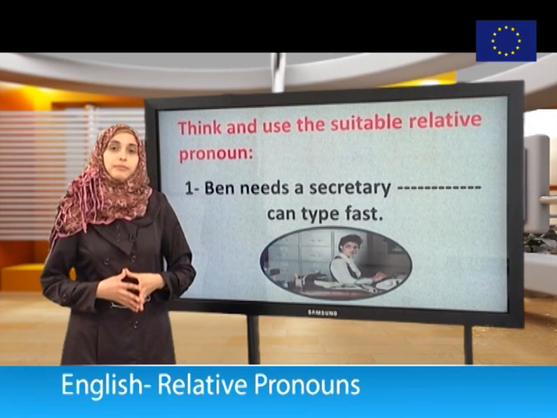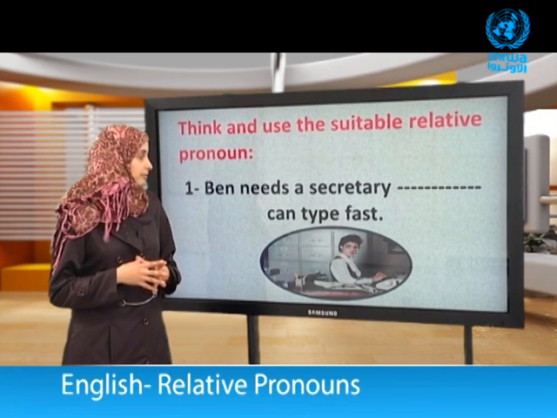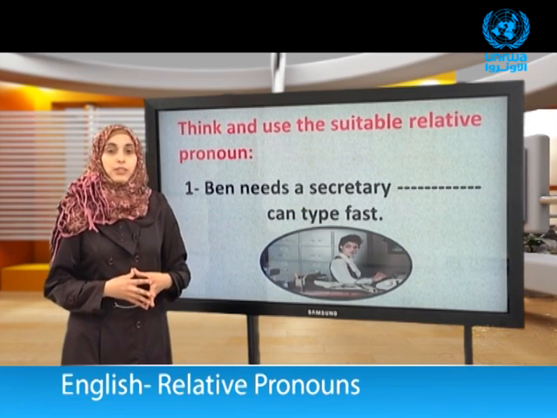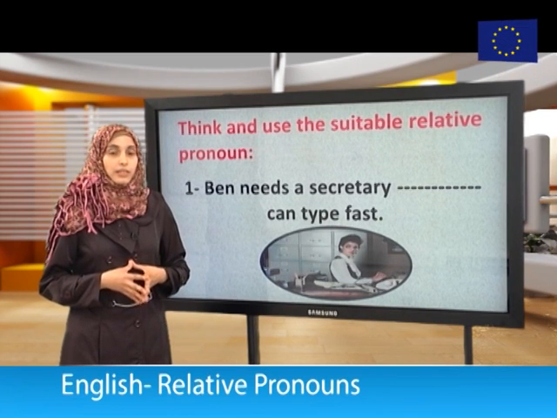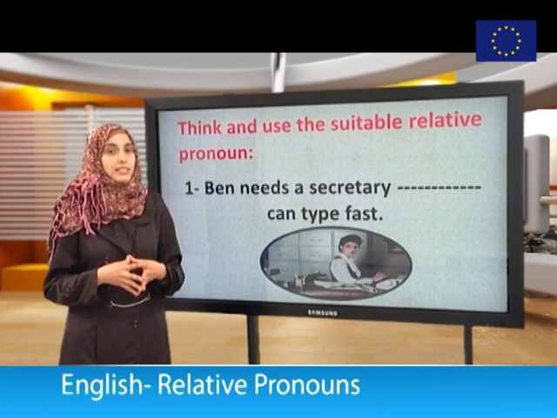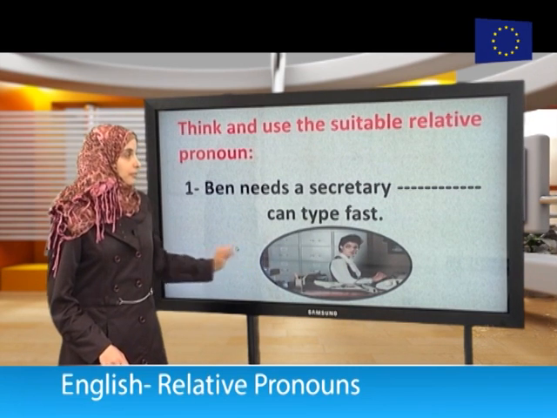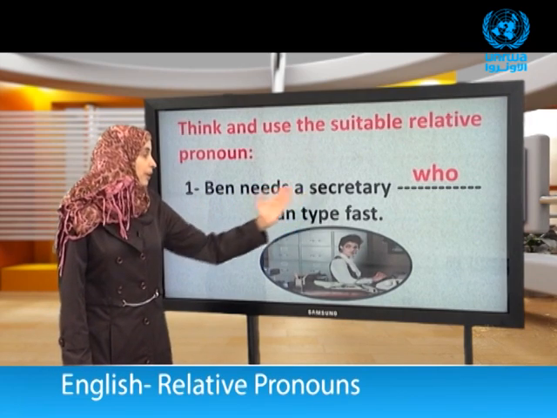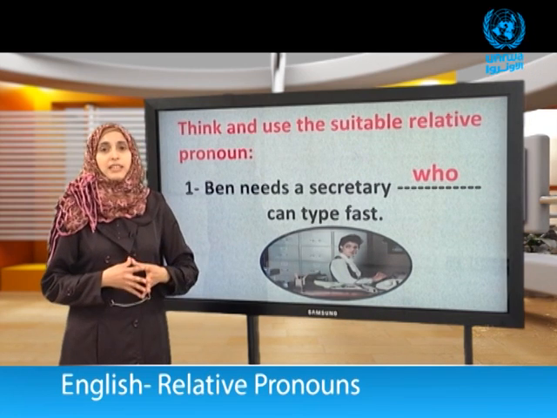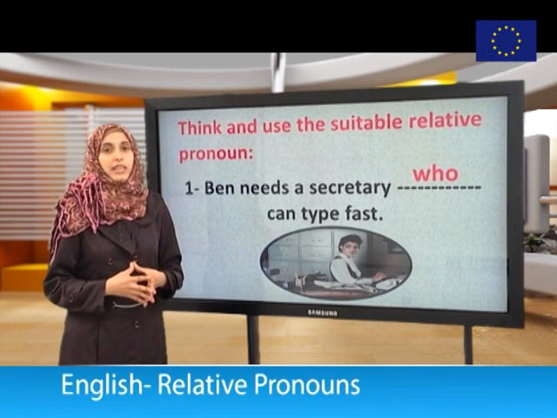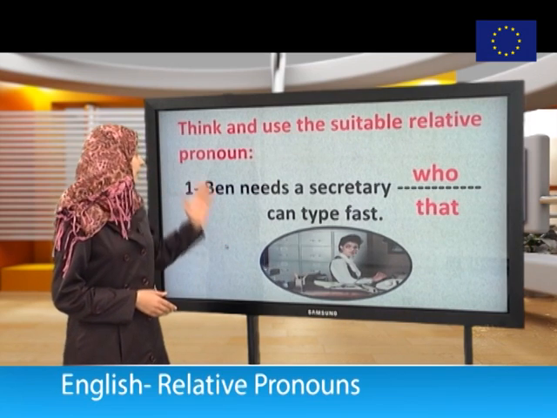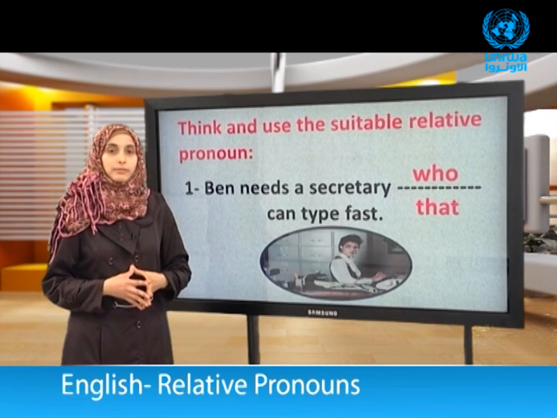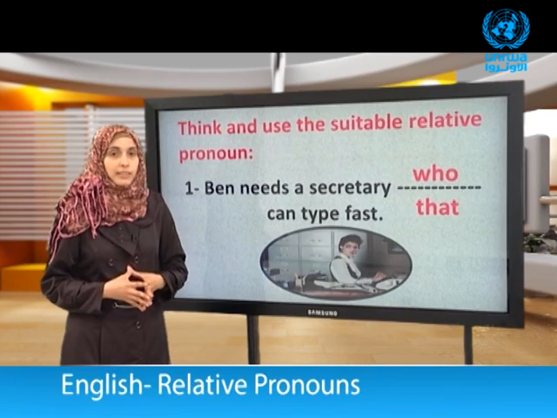Can type fast. Now think. Who can type fast? Secretary. So the focus is on secretary, a person. How can we join the sentences? Look, we can use who. We can say, Ben needs a secretary who can type fast. What about that? Can we use that? Of course we can use that. We can say, Ben needs a secretary that can type fast. The same meaning. Got it? Okay.